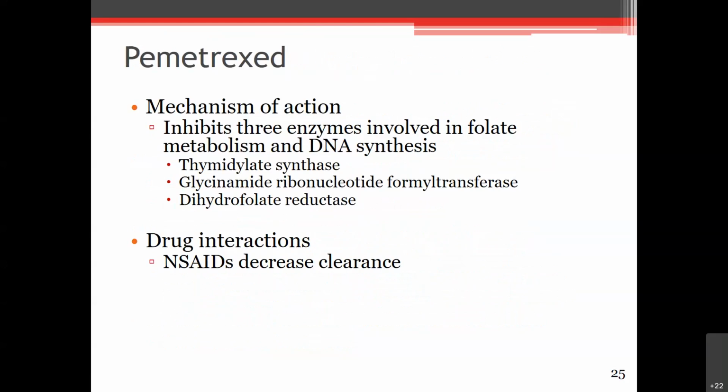All right, so now we are going to move on from methotrexate. So we'll talk briefly about pemetrexed, which we see in regimens for non-small cell lung cancer as well as malignant pleural mesothelioma. So this medication inhibits a number of enzymes that are involved in folate metabolism and DNA synthesis. You can see that drug interactions, the list is much shorter than with methotrexate, but NSAIDs can decrease the clearance of pemetrexed. So it's ideal to try to hold off on those for at least a few days before and after pemetrexed doses.